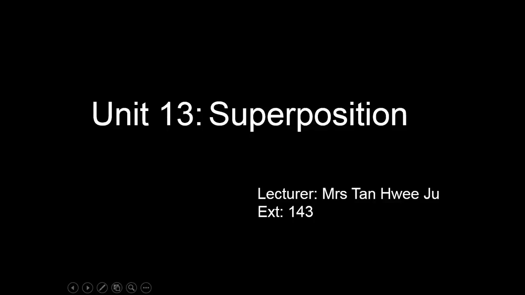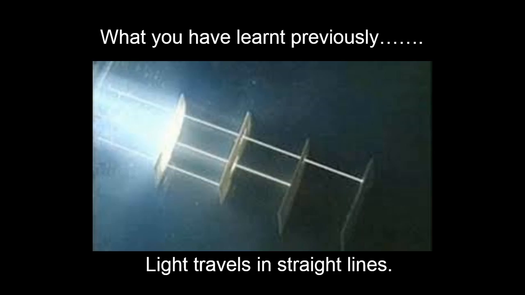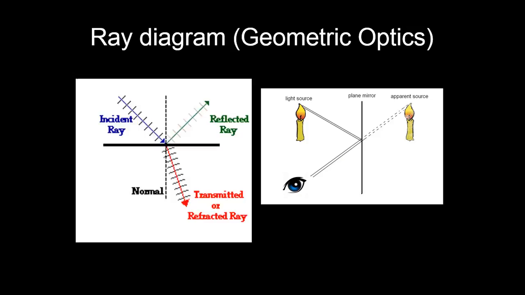Unit 13, Superposition. What you have learned previously is that light travels in straight lines. We use ray diagrams, which is what we call geometric optics, to explain the image formed by a mirror, as well as the incident ray being reflected and transmitted.